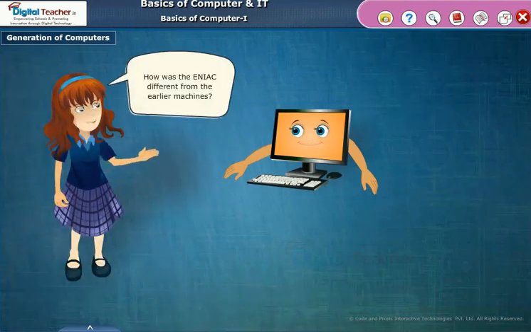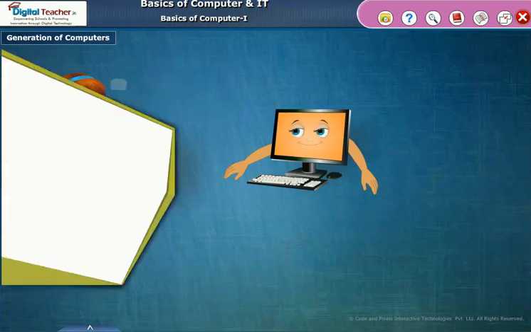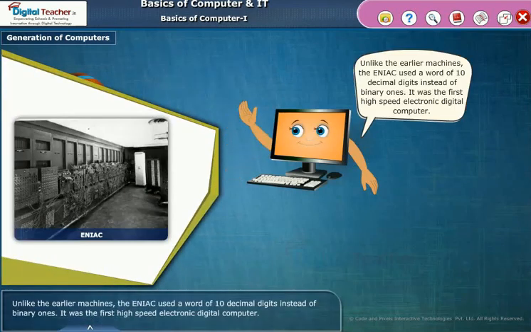How was the ENIAC different from the earlier machines? Unlike the earlier machines, the ENIAC used a word of 10 decimal digits instead of binary ones. It was the first high-speed electronic digital computer.